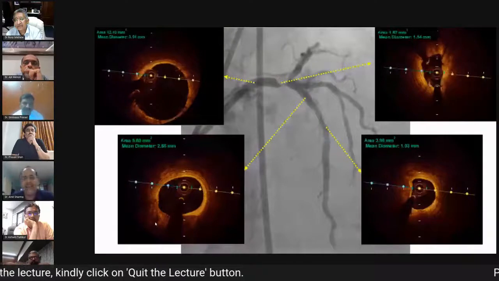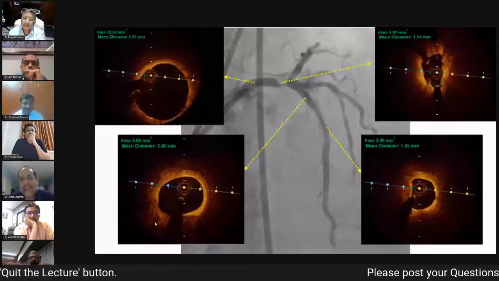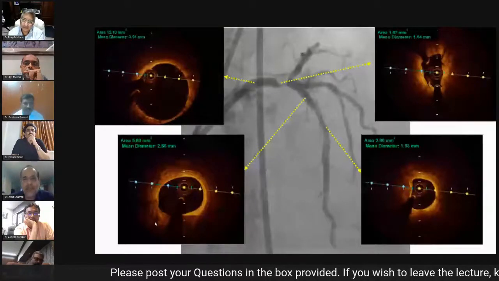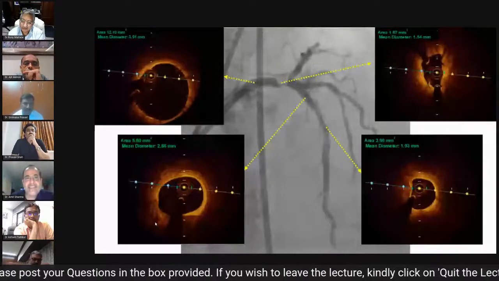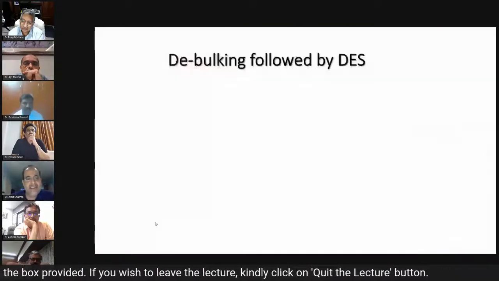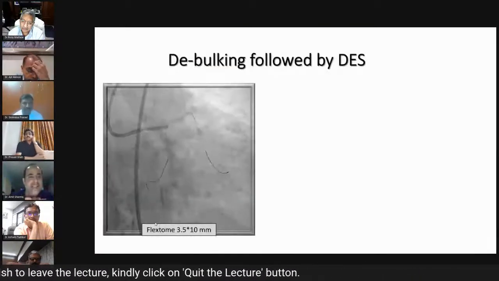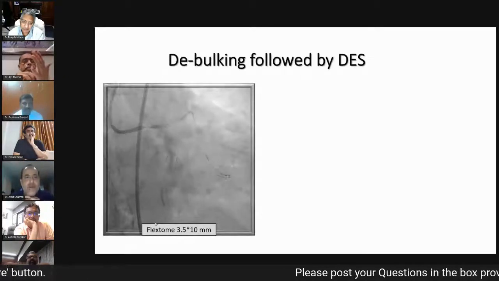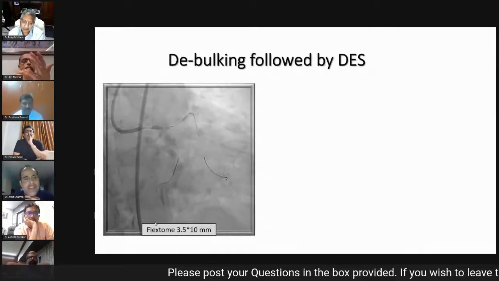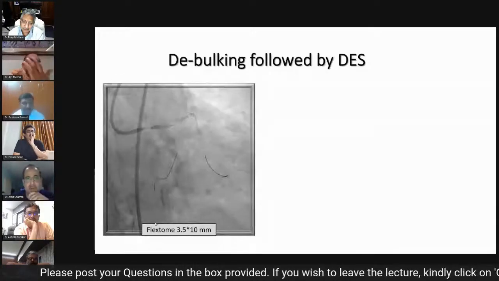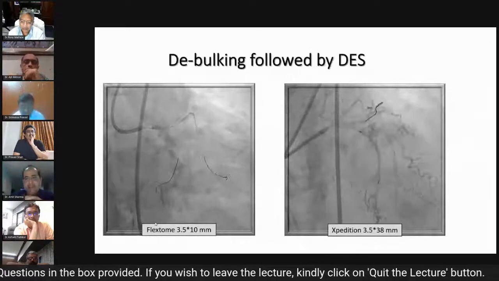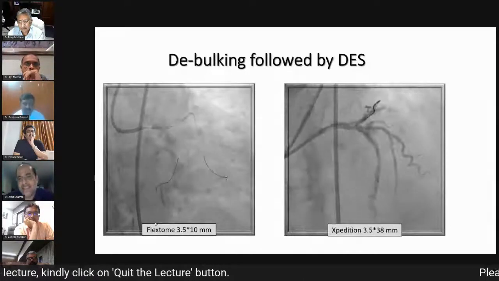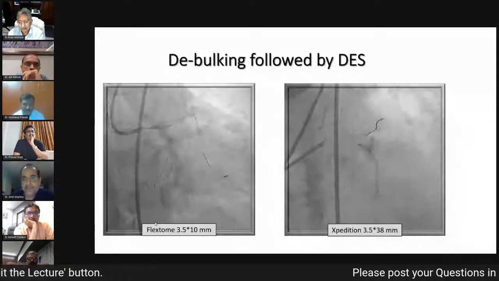And with such a lady, 83 years old, with pressures of 90, 100 on inotropes, we thought it is better to debulk using a Flextome and see. So we went ahead and used the NC 3.5 balloon, followed it up with a Flextome 3.5/10, and went up to about 10 atmospheres slowly. And results were good. And I got in the first stent, which was a 3.5 by 38 millimeter, covering the LAD lesion first, and secured that.